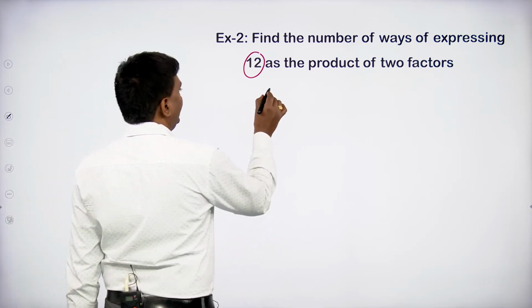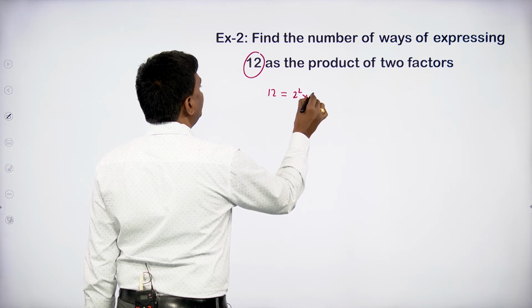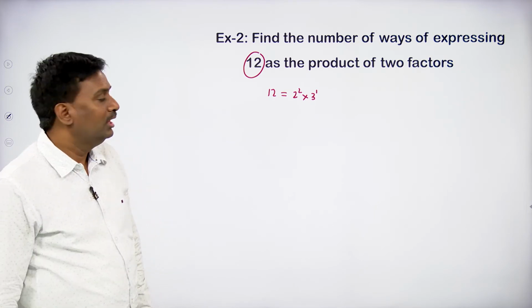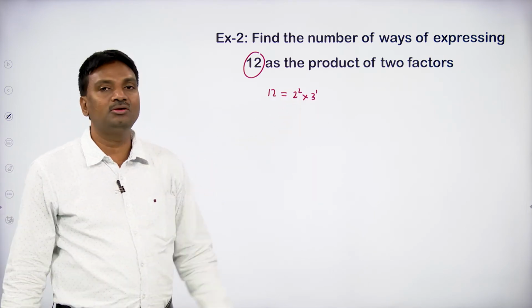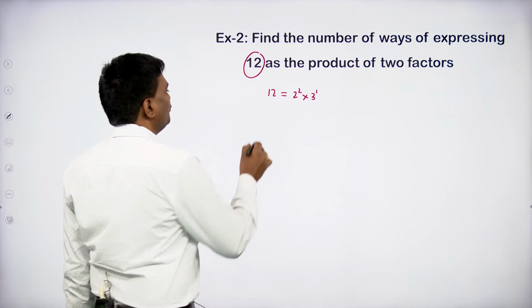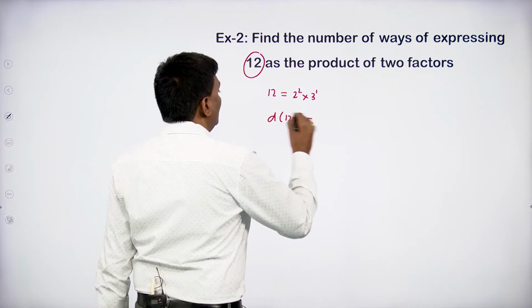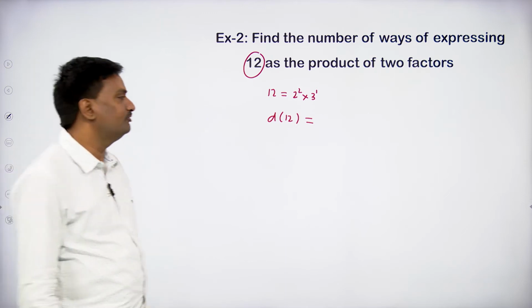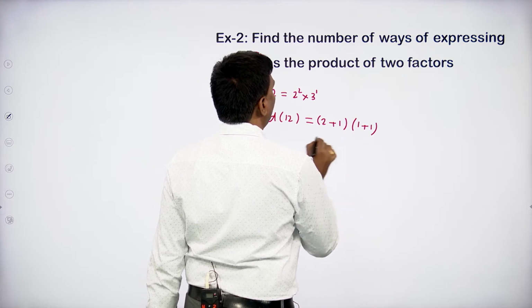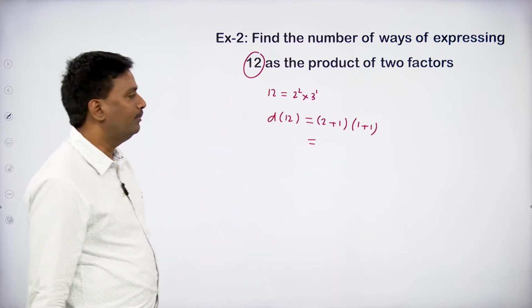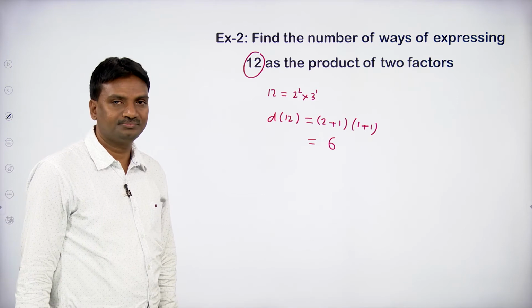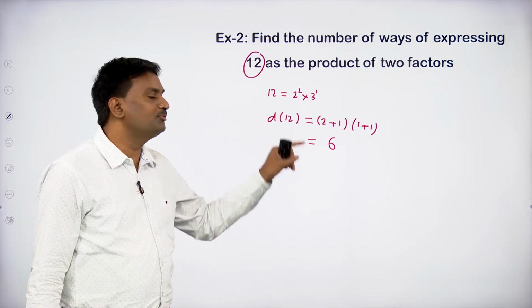So first we can express the number 12 as 2 square into 3 power 1. Now this is in the form of p1 power alpha 1 into p2 power alpha 2, where alpha 1 equal to 2 and alpha 2 equal to 1. So first let us find d of 12. d of 12 means the number of divisors of 12. The formula is alpha 1 plus 1, 2 plus 1, into alpha 2 plus 1, 1 plus 1, where 2 plus 1 is 3, 1 plus 1 is 2, 3 twos are 6. So the number of divisors of 12 is 6.